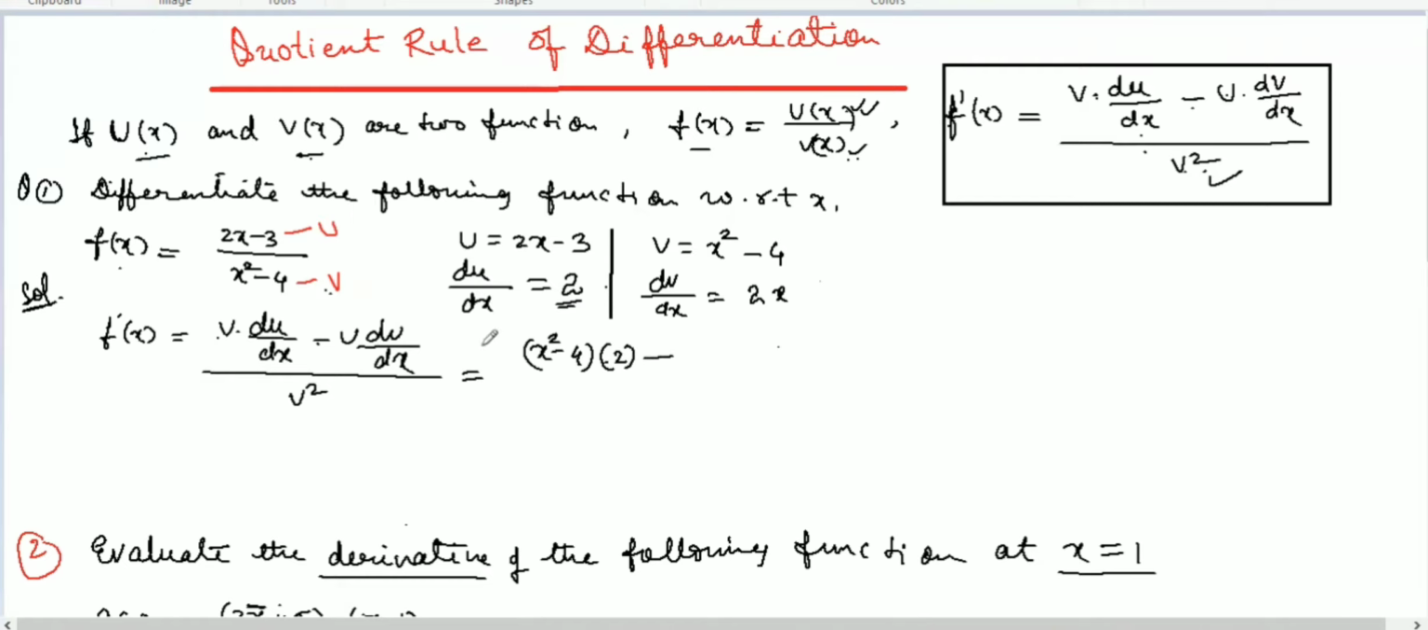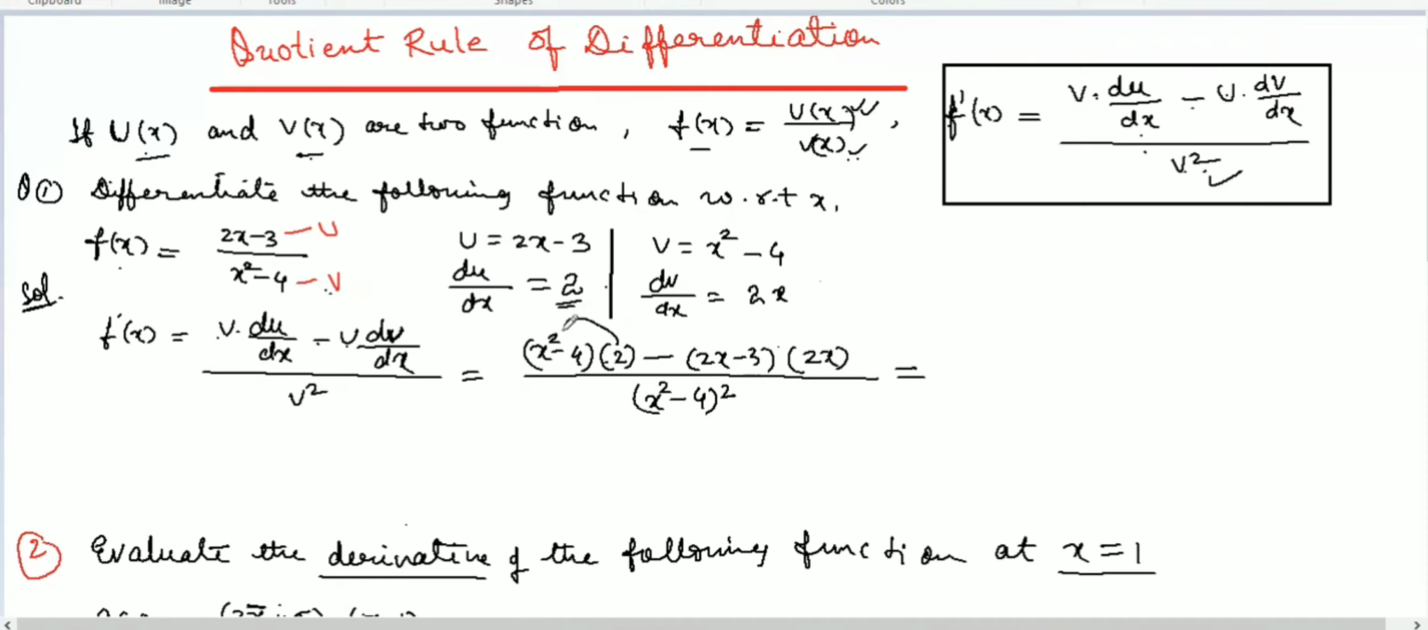Then minus, we have u here in the formula. So u is 2x minus 3, 2x minus 3. And then dv over dx. So dv over dx is 2x, all over v square. V is x square minus 4, so write down (x square minus 4) whole square. Equal to, now we will multiply it, open the bracket.